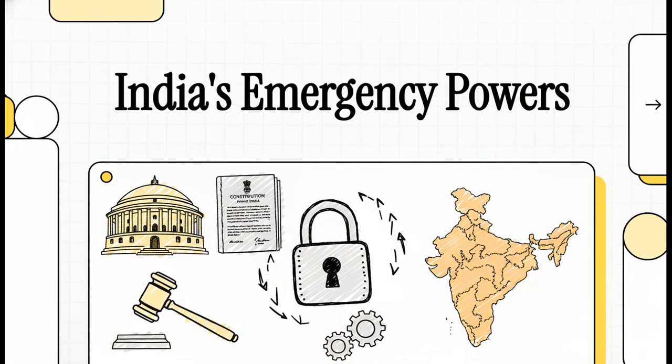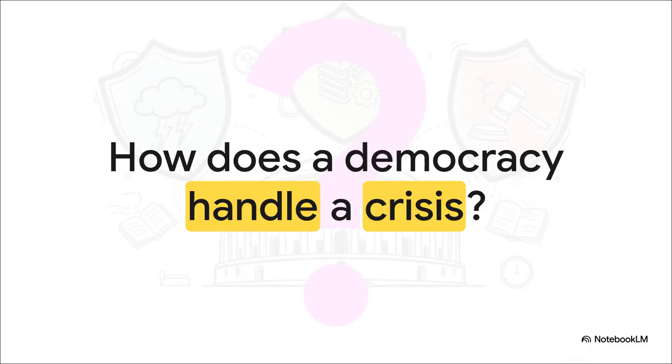All right, let's dive into one of the most powerful and honestly one of the most controversial parts of the Indian Constitution. We're talking about the emergency powers. So here's a huge question, right? How does a democracy actually handle a major crisis?